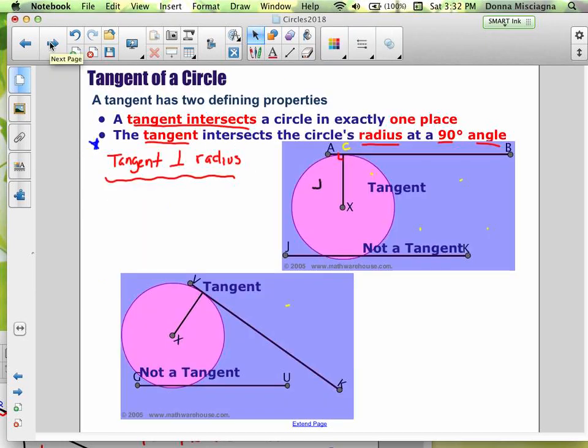All right, so a tangent, and this is in your notes, and I think it's all filled in except for where I put a little blue asterisk. So a tangent intersects a circle in exactly one place. So the tangent has two defining properties. It intersects a circle in exactly one place. The tangent intersects the circle's radius at a 90-degree angle. Therefore, the tangent is perpendicular to the radius.